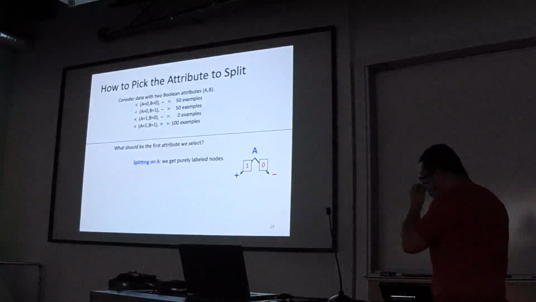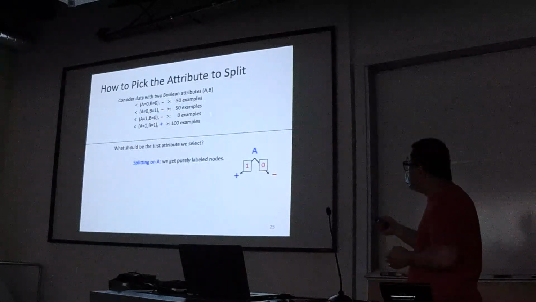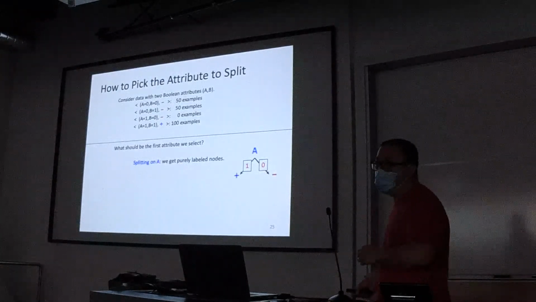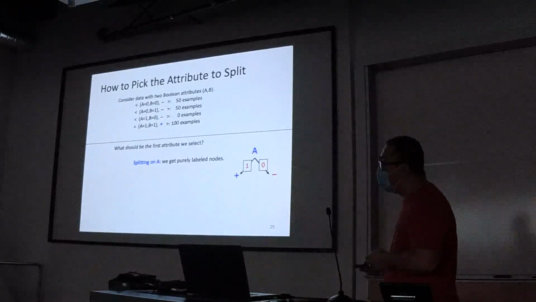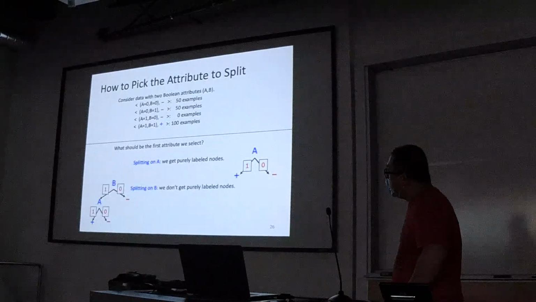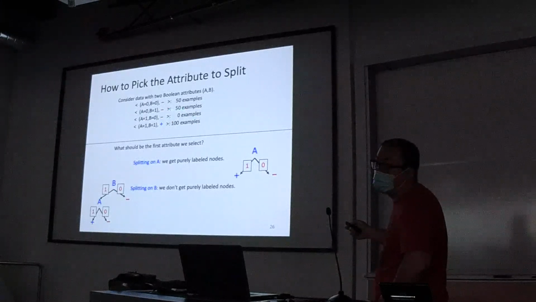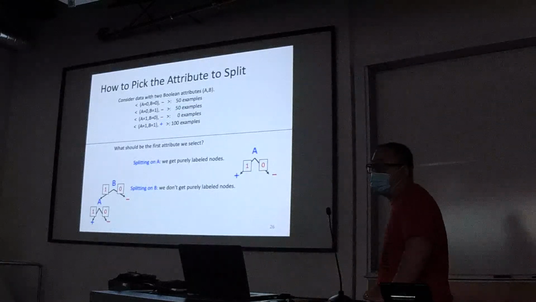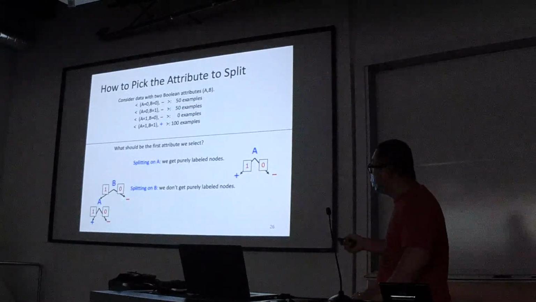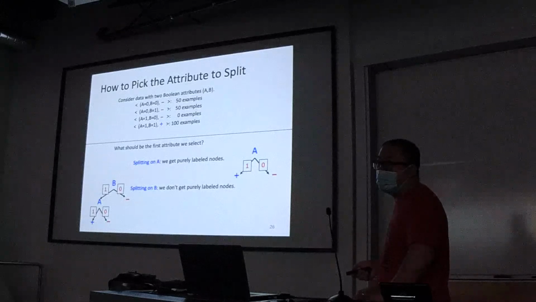But now what if we use B to split the data first? Do we need to further split the subsets? If we use B, we find out for B is 0, there are indeed purely labeled examples, which are 50 negative examples. But for B is 1, we have 100 positive examples and 50 negative examples. So they are definitely mixed. We do not end up with leaf nodes here, and we still need to split the data further.